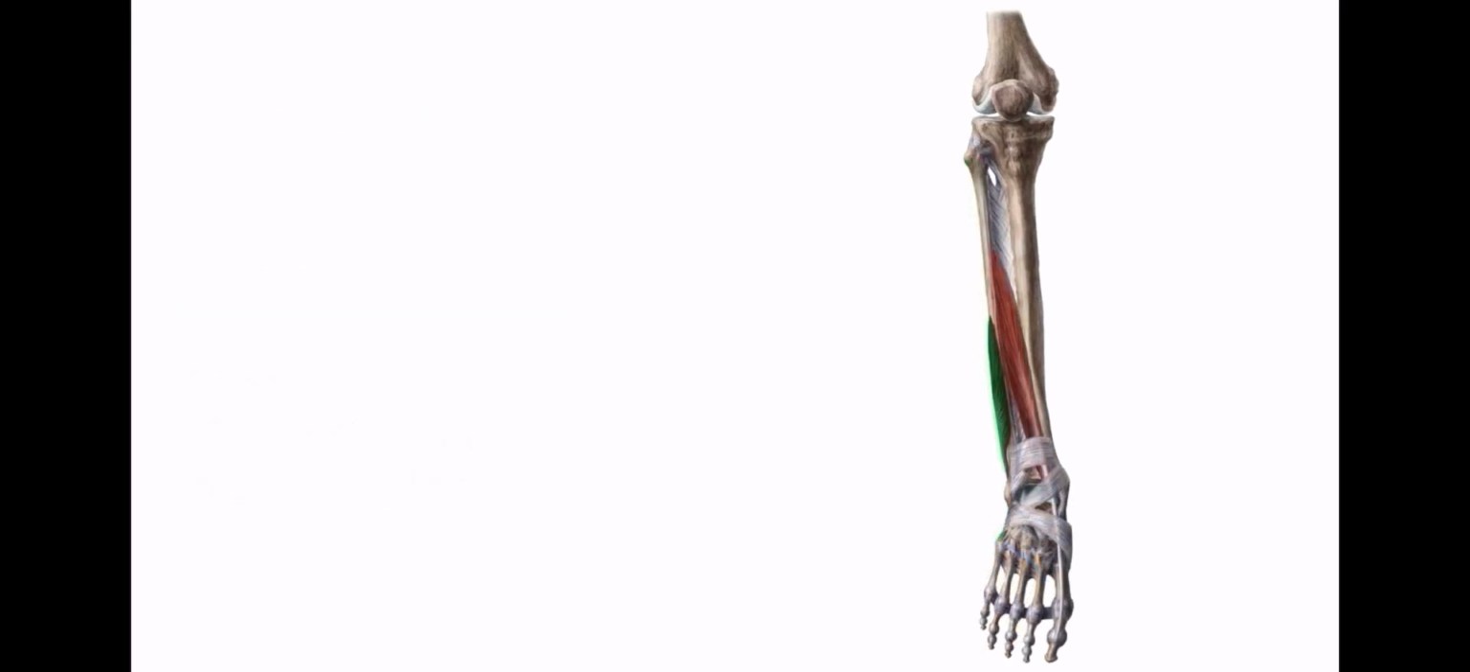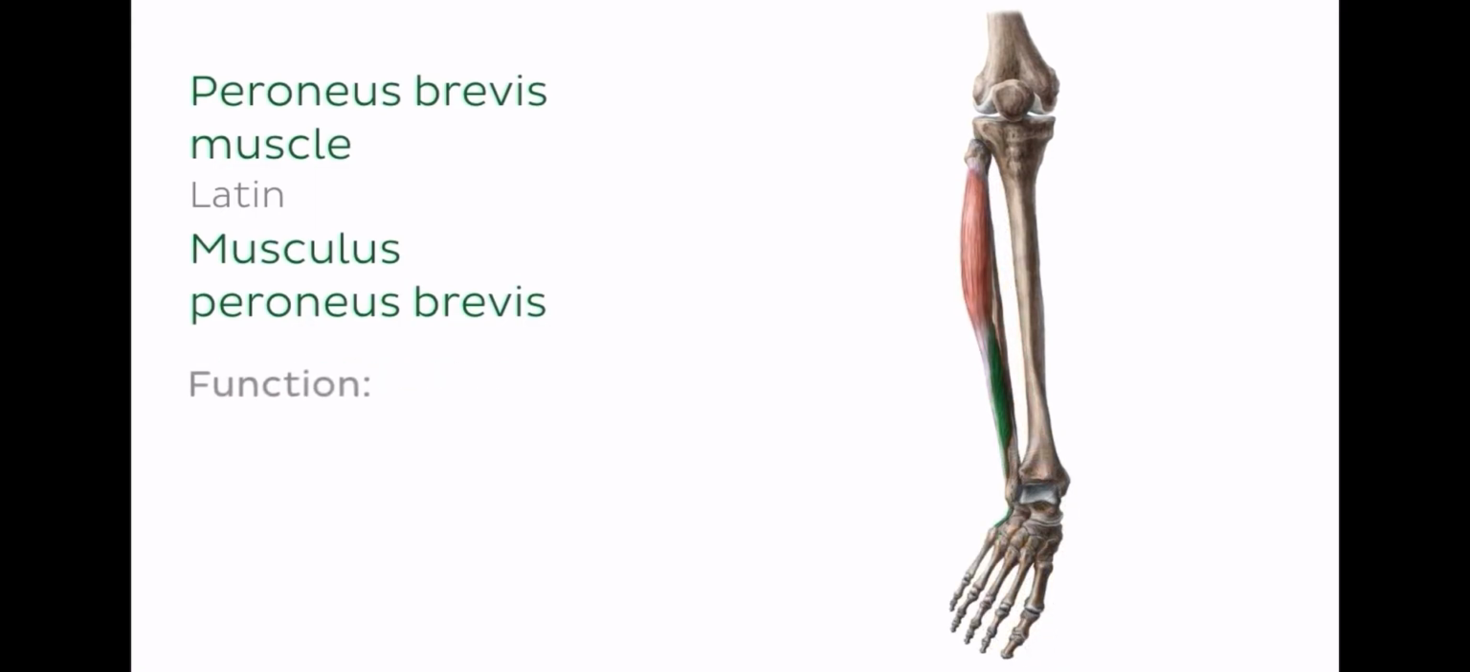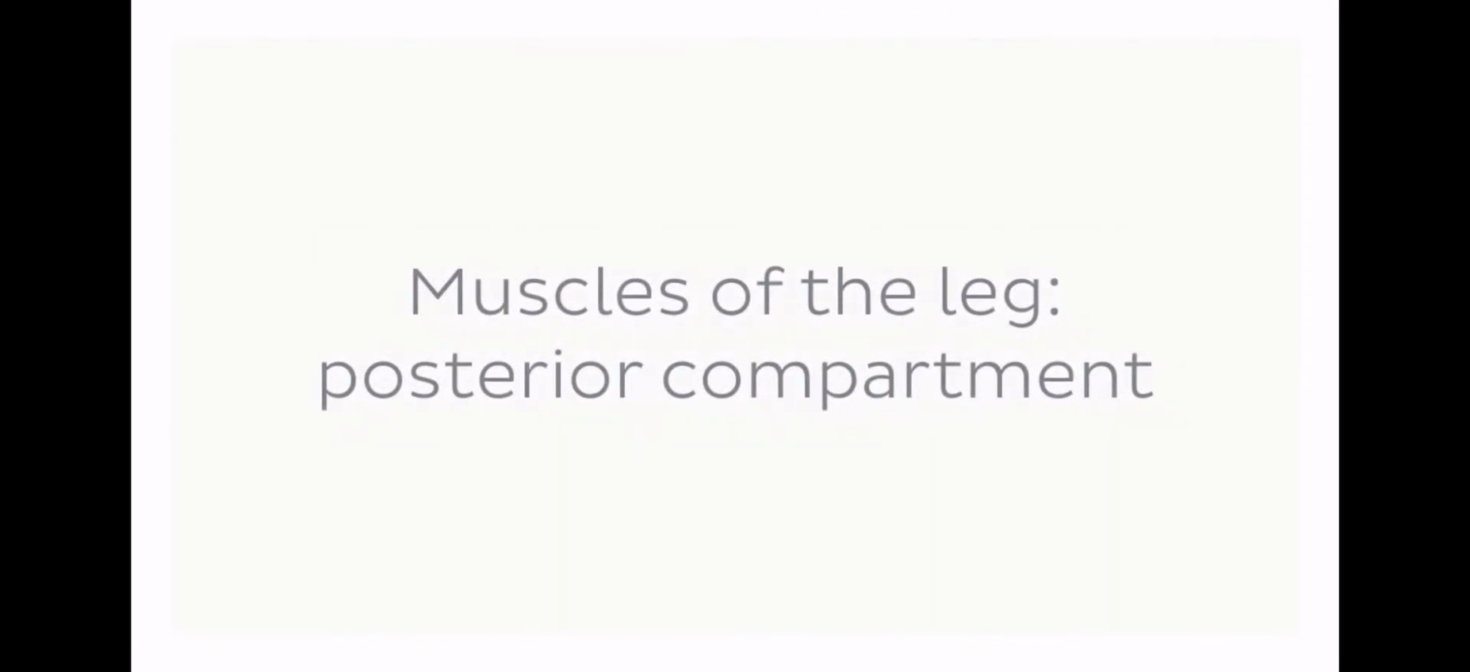Another muscle with the name peroneus is the peroneus brevis muscle, which is also known as the fibularis brevis muscle. And again, bringing in our lovely image demonstrating the functions of the peroneus brevis muscle, we can see that it's involved with plantar flexion as well as pronation of the foot. Okay, let's move on now to the muscles of the posterior compartment of the leg.